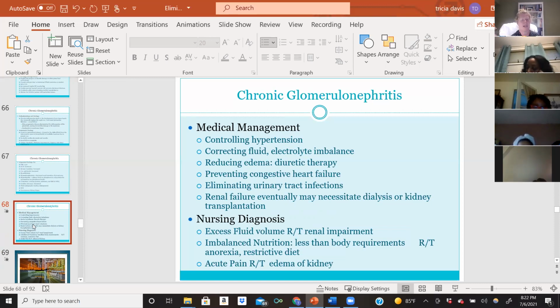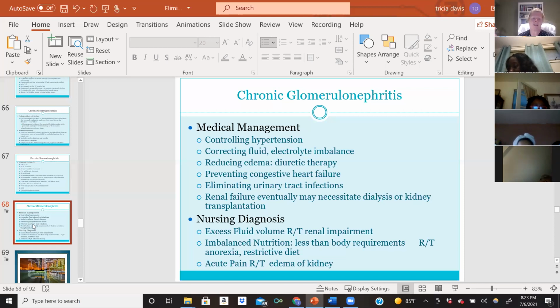We want to try and prevent congestive heart failure. So we want to make sure that we are listening for crackles and sounds like that in the lungs. We're looking for those adventitious lung sounds. We want to make sure that they're having good urine output and eliminate urinary tract infections. And then eventually, this can lead to the patient needing dialysis or eventually even a kidney transplant over the long haul.